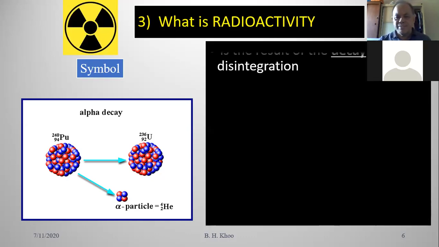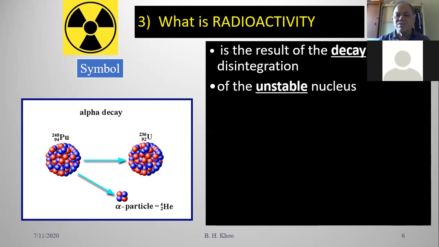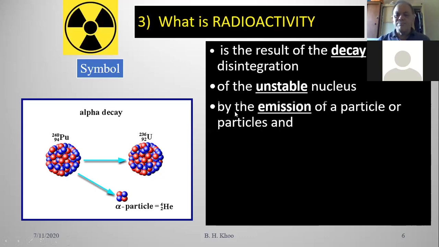Just to warn people. What is it? That's just a symbol you'll find in university where there is nuclear energy research and radioactivity. What is radioactivity? It's the result of decay or disintegration of an unstable nucleus. The nucleus is unstable, so it wants to become more stable. It becomes more stable by the emission of particles.